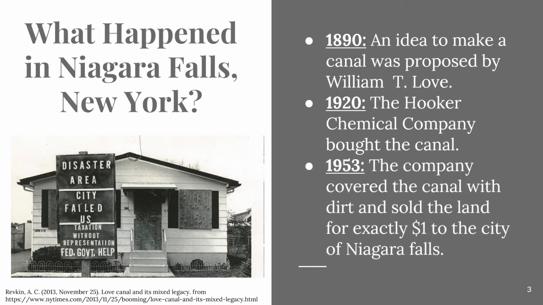In 1953, the company sold the land for exactly $1 after covering the canal with dirt. Ignorant to the poison leaching into the area, over 100 homes and even a school was built on the property. Thus, the Love Canal neighborhood was formed.